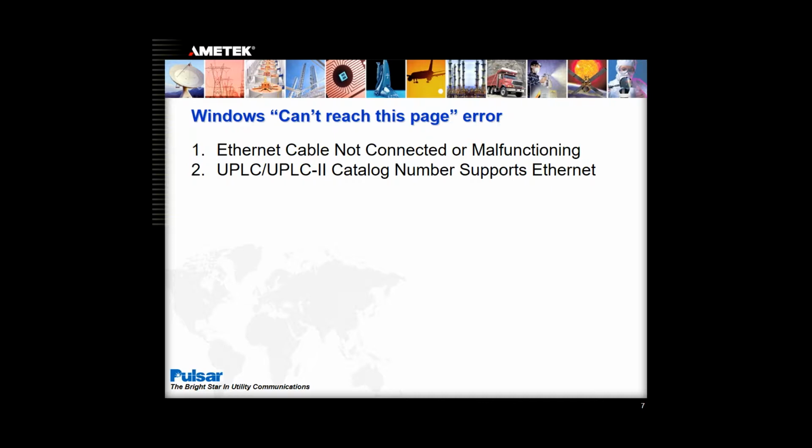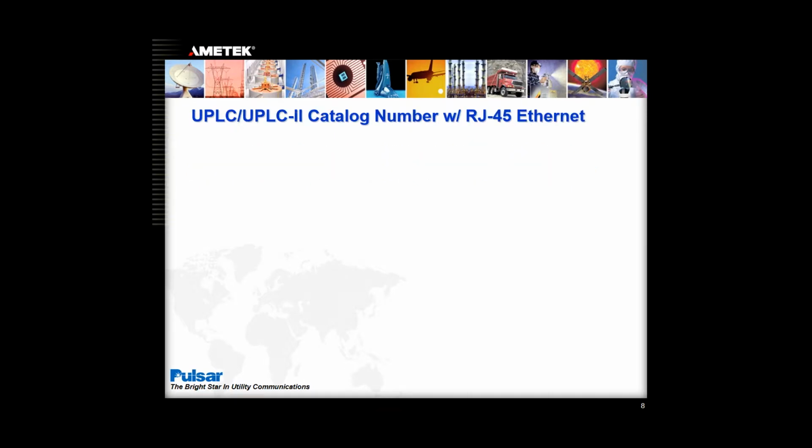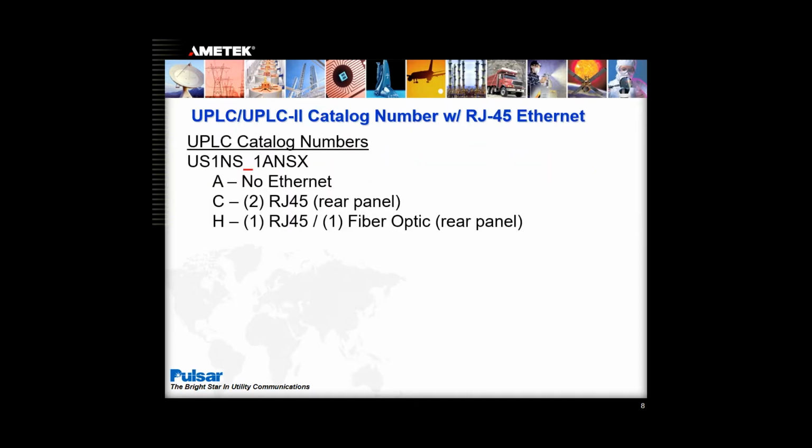Verify that the UPLC supports Ethernet from the catalog number. Just having the Ethernet board installed does not activate functionality. The catalog number must have Ethernet enabled as well. The 6th position of the UPLC catalog number shows the Ethernet port option, and A indicates no Ethernet.